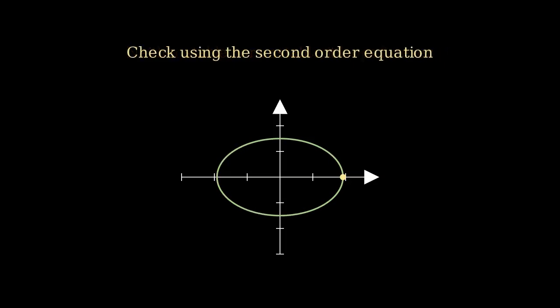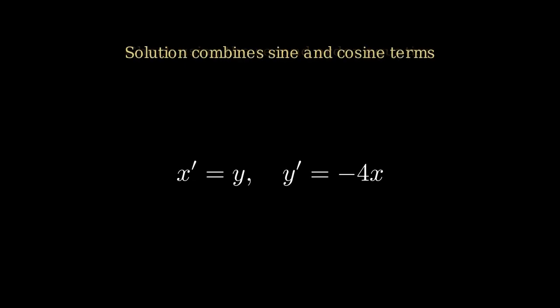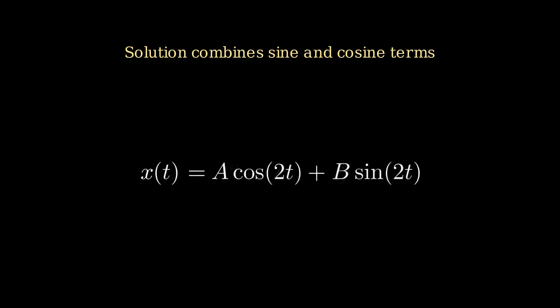Now let's check this by solving the equivalent second-order equation directly instead of using the matrix eigenvalues. Rewriting the system as one second-order equation in a single variable and solving it gives a solution that is a combination of sine and cosine terms with a fixed frequency.